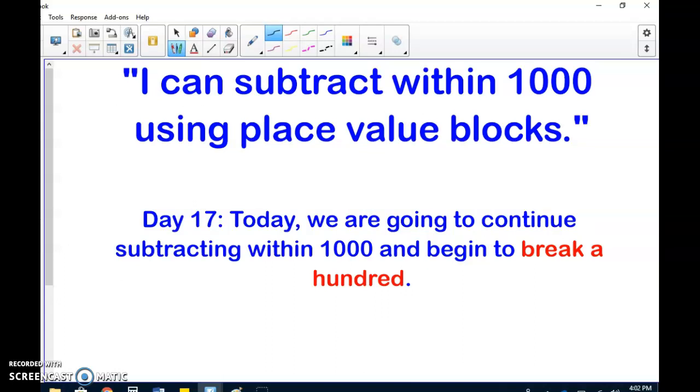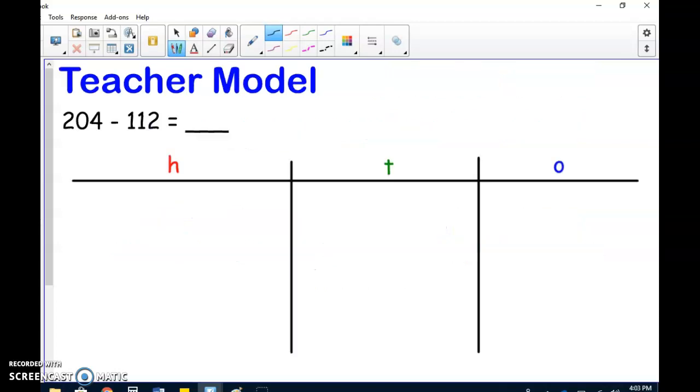I can subtract within 1,000 using place value blocks. Today we're going to continue to subtract within 1,000 and begin to break apart 100. I'm going to do the same thing that we've been doing, the teacher model. When I do the teacher model, you just follow along. Then when we get to the guided practice, you pause the video, make your place value chart, and solve with me. Let's get started.